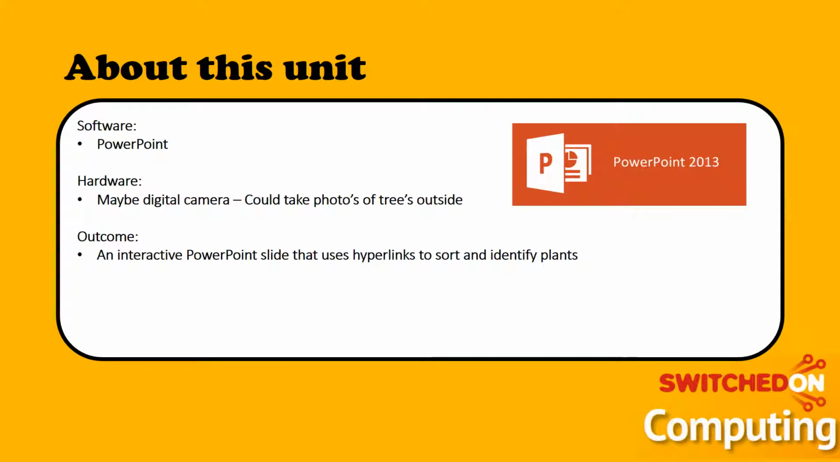So for this unit of work, you don't actually need a lot of software or hardware. Really, you just need tree diagrams, or some people like flowcharts, but the software you'll need is PowerPoint, and you'll be hyperlinking. And optionally, you might want to get some digital cameras so you can get students going out, maybe if you've got a school garden, to take some pictures there.